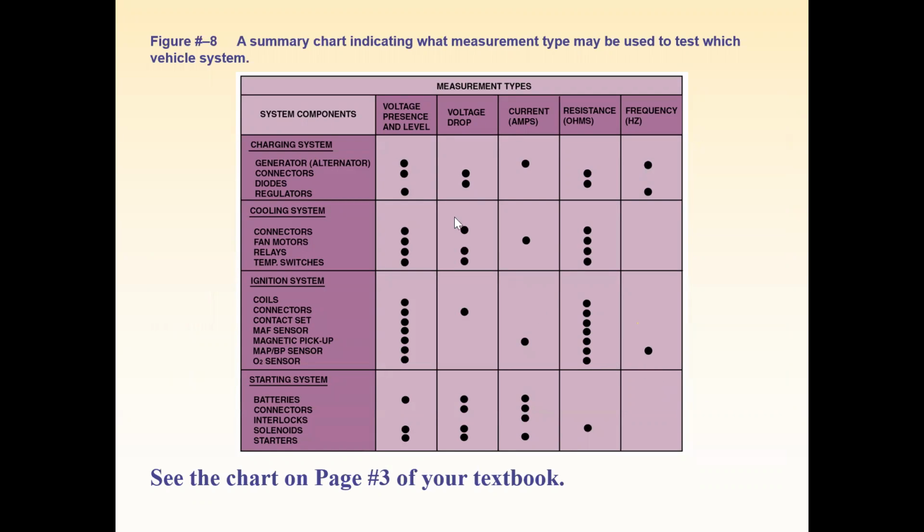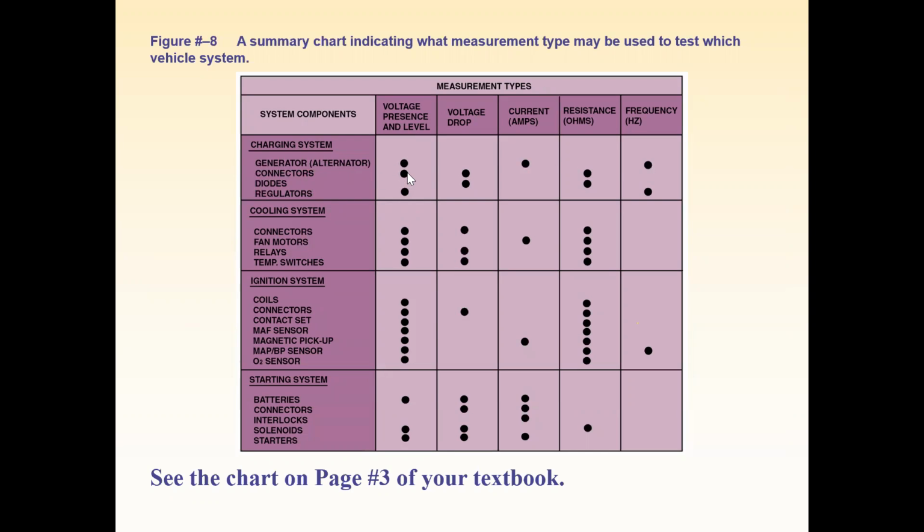Now here we can see the table of measurement types and the system components. If you want to measure the charging system, a particular automobile's charging system includes a generator or alternator, connectors, diodes, and regulators. For the generator, we have to measure the voltage presence and level, the current, and the frequency. These are the three things for the generator.